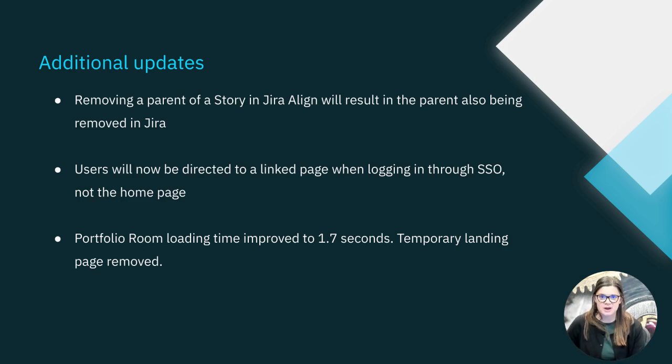Previously, when you logged in through a single sign-on, you would always be directed to the home page, no matter how you got to Jira Align. A good example is if you saved a bookmark to a specific module, such as the program room, and when you clicked on that from your bookmark in your browser and you were taken to the single sign-on login page, you would then be redirected to the home page.